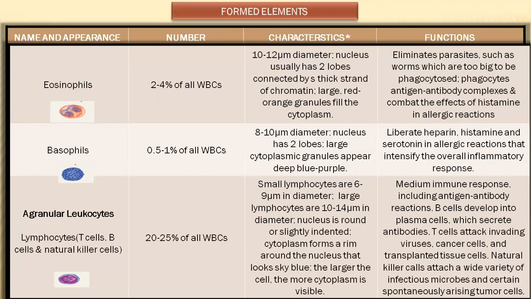In terms of function, they're involved in the elimination of parasites, such as worms, which are too big to be phagocytosed. They produce toxins, or proteins, that will destroy parasites such as worms. So if you check a patient and find a lot of eosinophils, that would tell you that maybe the patient has some worms in the body, especially in the GIT.